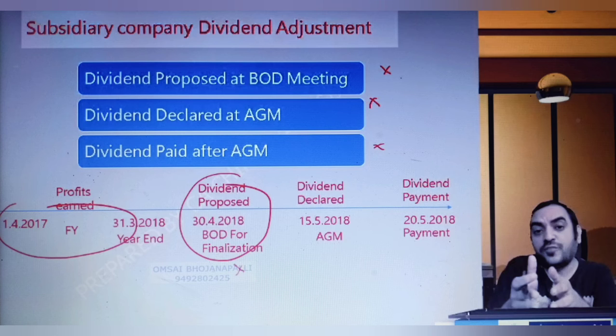So the summary of this discussion so far is very simple. Dividend proposed, ignore. Dividend declared, interpret as proposed, ignore. Dividend paid during the year, only that is to be considered. That's the most important point. Dividend yet to be paid, ignore it, not at all required, non-adjusting event. Dividend already paid in the current year or in earlier years, then the dividend payment takes place and we need to discuss that.